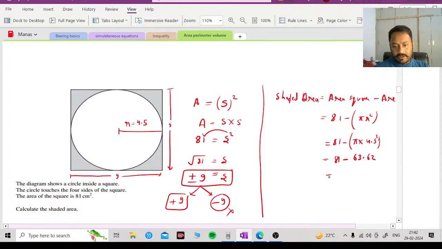Very good, absolutely right, children. 17.38. Very good. All those who have given the correct answer, very good. So this is centimeter square.